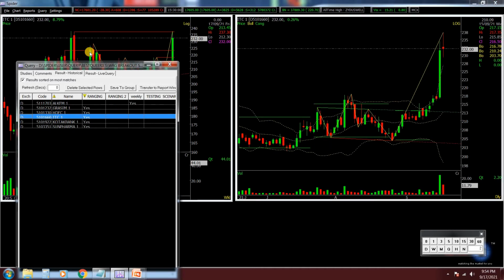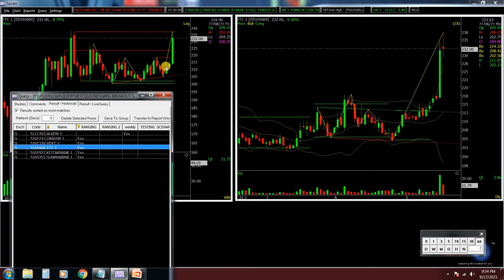ITC, the ITC 3rd September weekly closing was 211. If I go to the daily chart, before 3rd September it was purely ranging. On 4th September, on 6th September, the stock has tested nearer to its previous 3 days low.